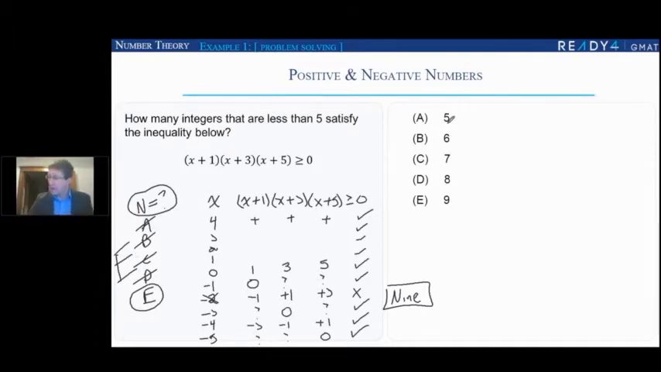If you picked A, it means you probably didn't try negative numbers. If you picked D, it means you probably did negative 1, negative 3, and negative 5, but you skipped negative 2 and negative 4. You've got to test those also. All right, you got to test until completion, basically.